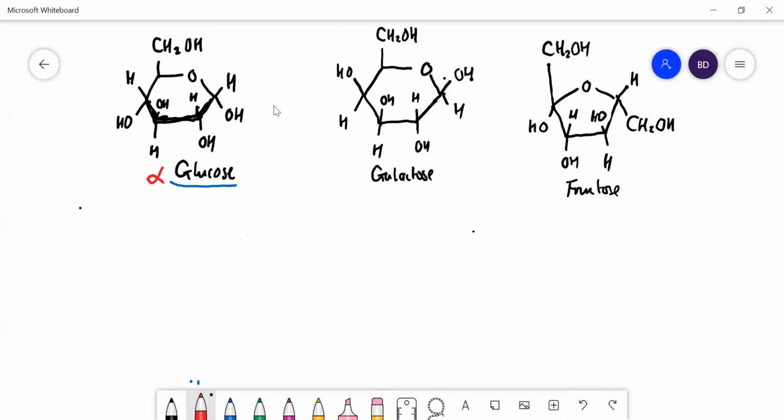Whereas if you look at fructose, this is a little bit different because it's got a 5-membered ring, and it's got 2 carbons sticking off the ring, one there and one there. So it looks a little bit different.